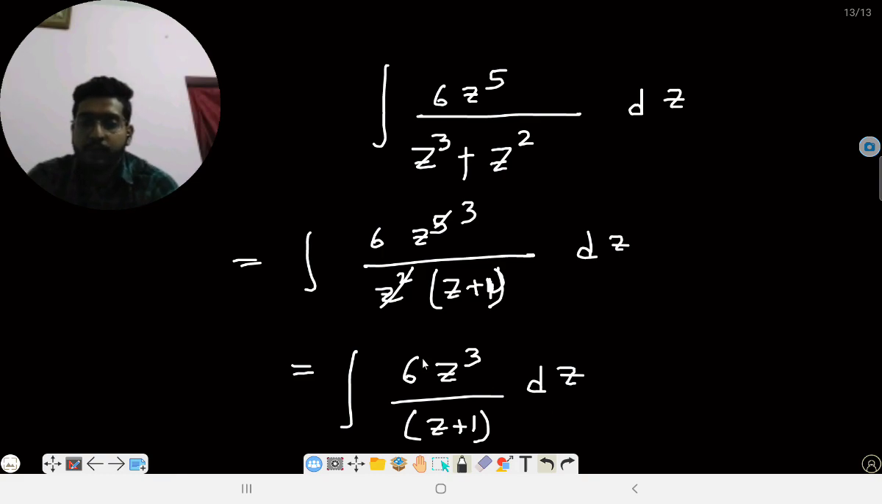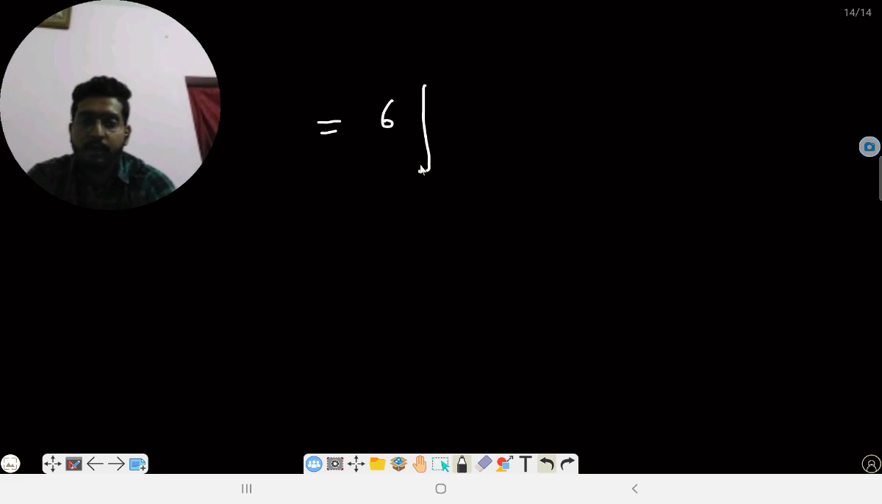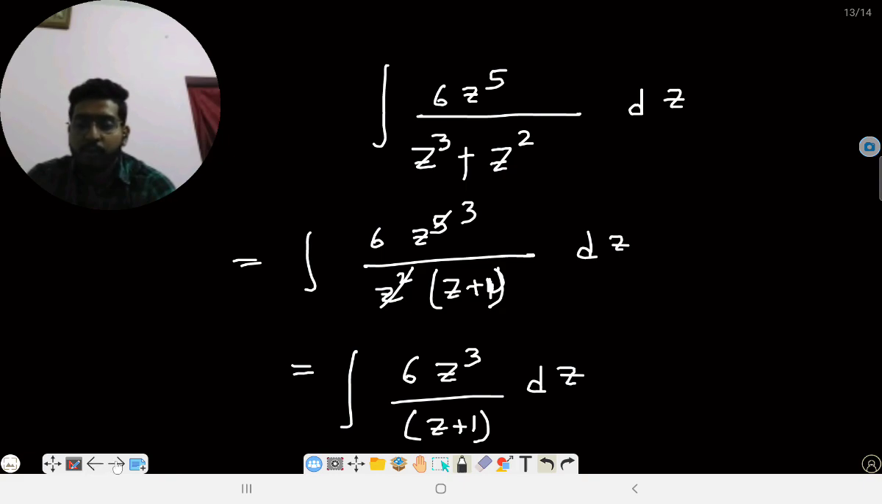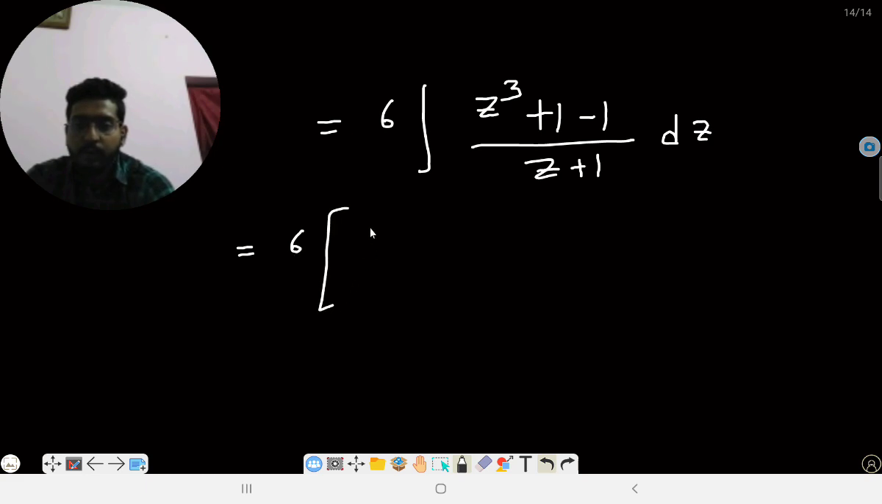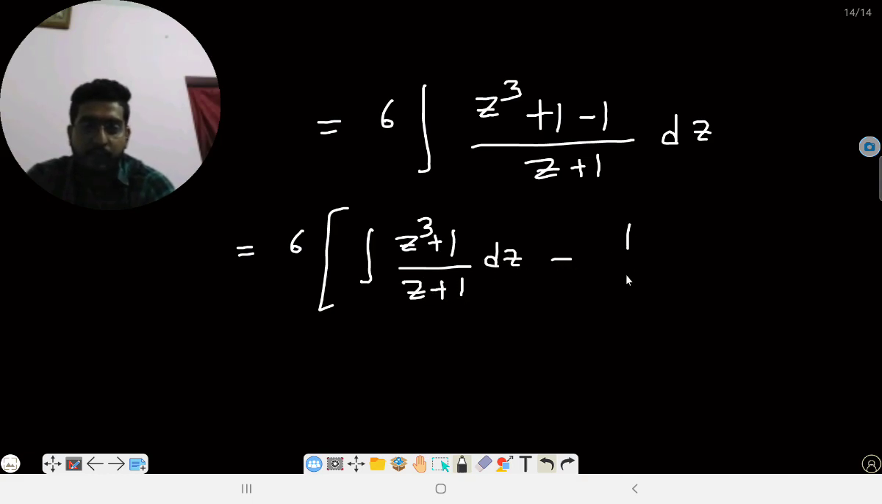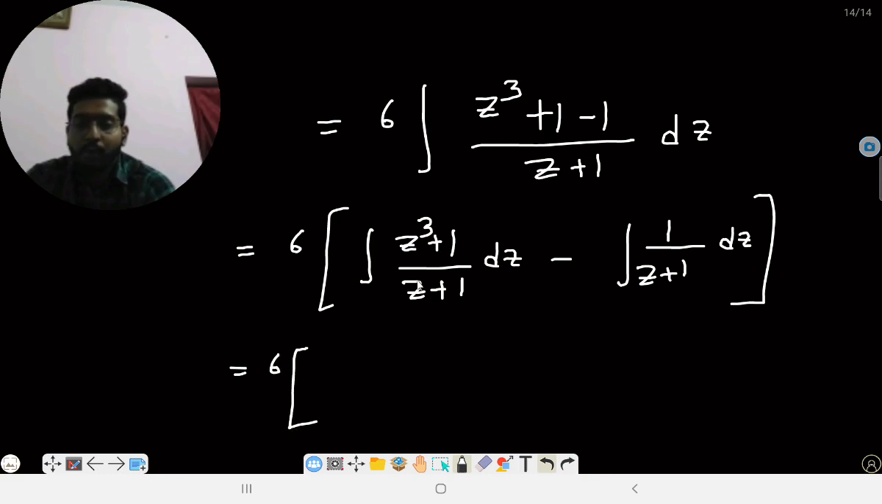Okay, now 6 is a constant. If 6 goes outside, that will become 6 integration of z cube, and we have to write plus 1 minus 1, and the denominator is z plus 1 dz. So here 6 integration of, separate this one, z cube plus 1 by z plus 1 dz minus 1 by z plus 1 dz. Okay, now z cube plus 1 can be written as 1 cube.